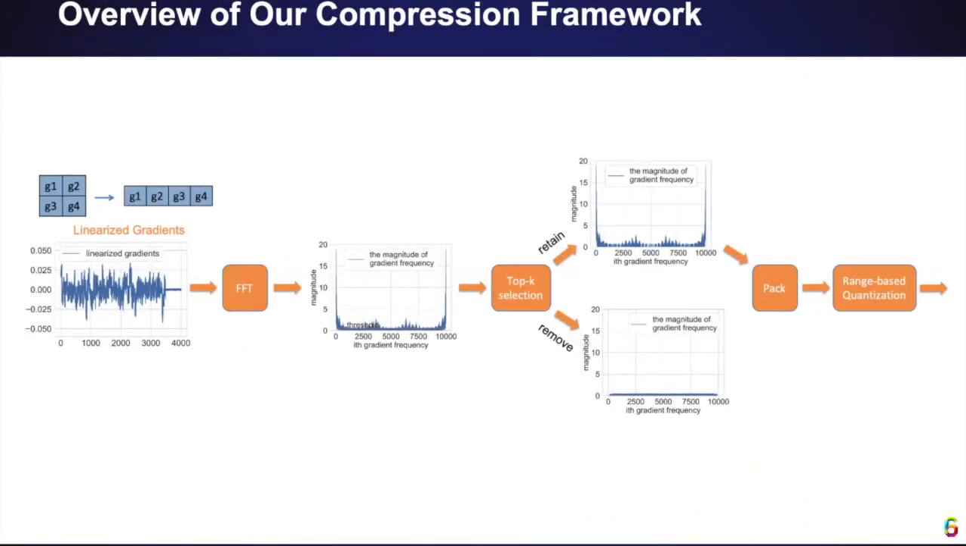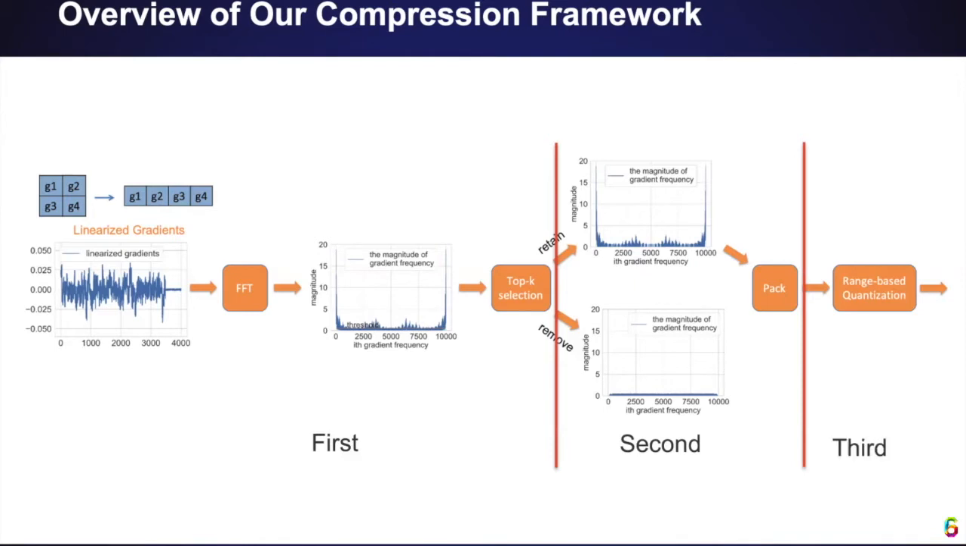This figure presents the overview of our compression framework. It includes 3 components: FFT with Top-k selection, packing sparse gradients into dense format, and range-based quantizations to convert half-precision numbers into n-bit numbers to further reduce the size of gradients. The decompression steps are the same, but in reverse order. First, let me introduce the first component, FFT with Top-k selection.